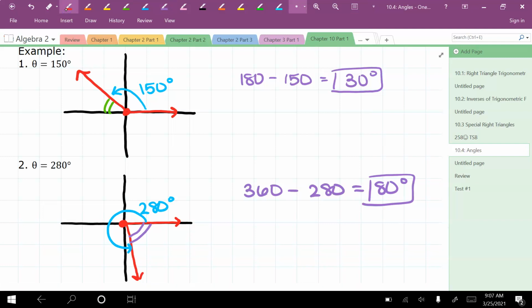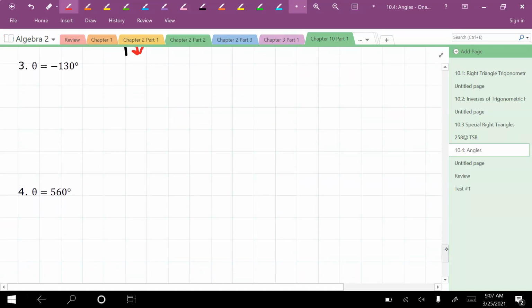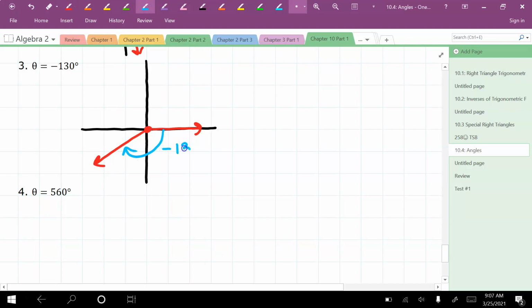Now let's talk about if we go to a negative angle. Number 3 is looking at negative 130 degrees. Let's start by graphing that one first. Switch your direction now because we're going negative, so we're going to have to go clockwise. Think about negative 90 and negative 180. So I'm going to be in this area. This is negative 130 degrees here.